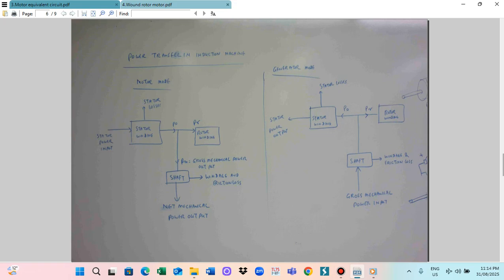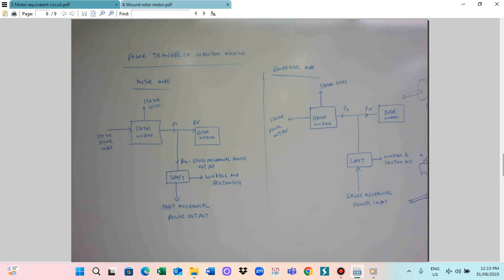And another one is that we can focus on the generator mode. Motor mode and generator mode are different. The motor mode is the state with electrical power input, but generator mode is the state with mechanical power input. So that will be the opposite. Instead of the net mechanical output, for the generator mode there will be net mechanical power input. And instead of stator power input, there will be stator power output. So this is totally different, opposite.